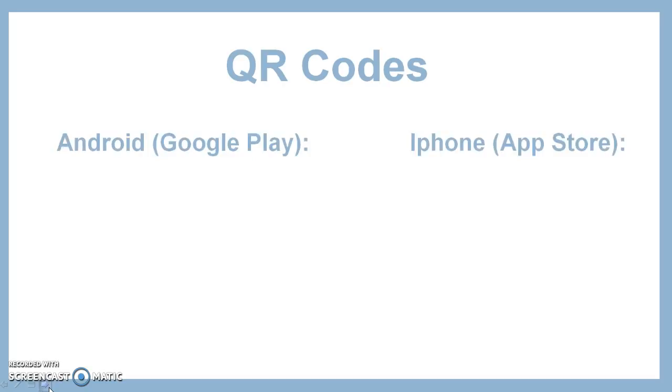If you have an iPhone, you will need to go to the App Store. For an Android phone, you will need to go to the Google Play Store in order to read these codes in the presentation. These apps are free to download, so please take a moment to choose and download the reader which you would like.